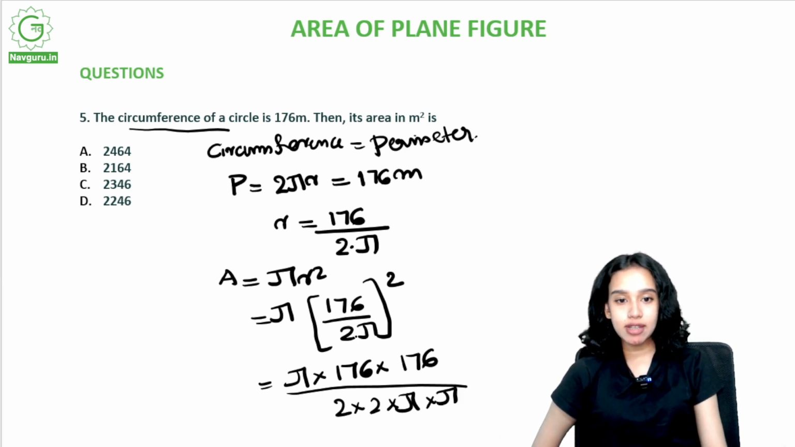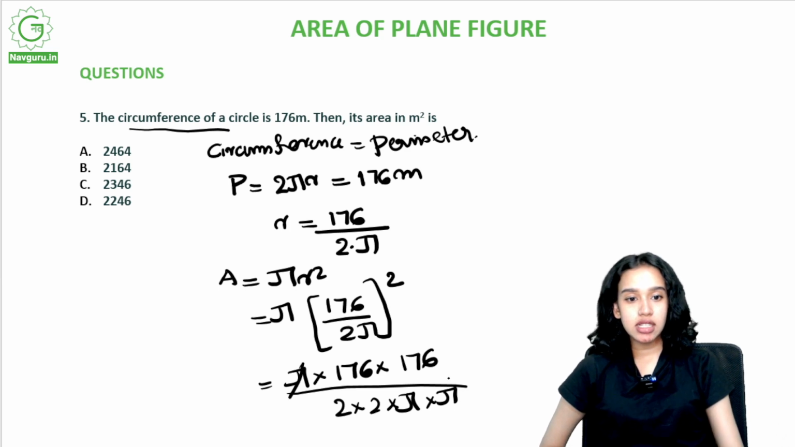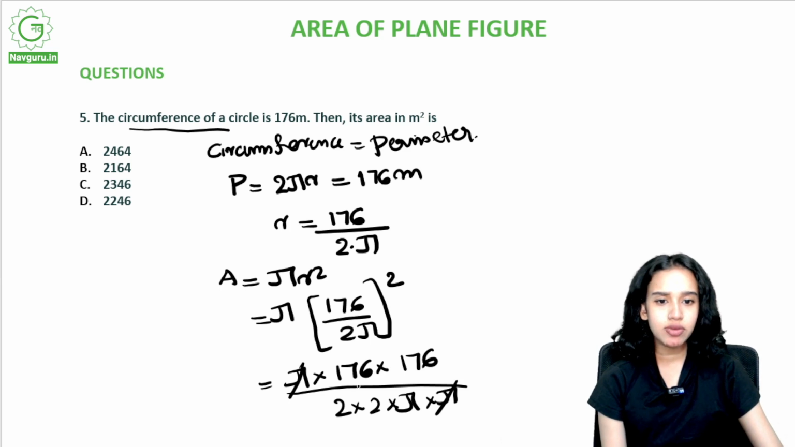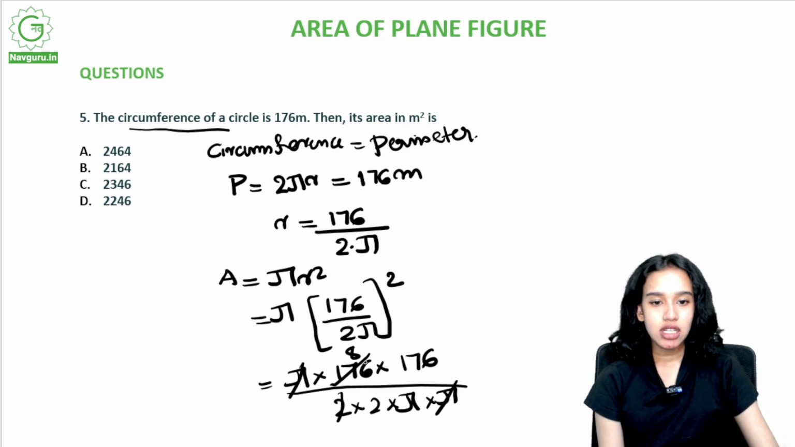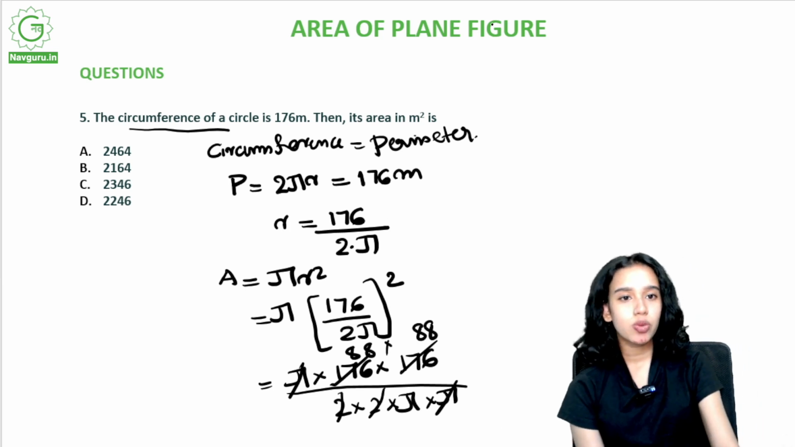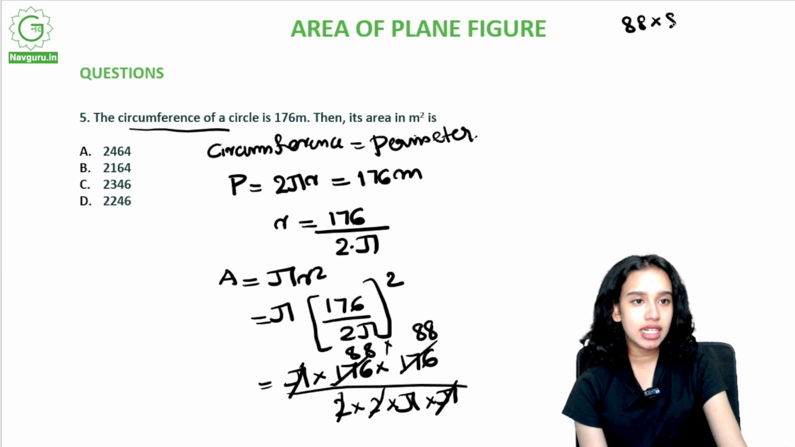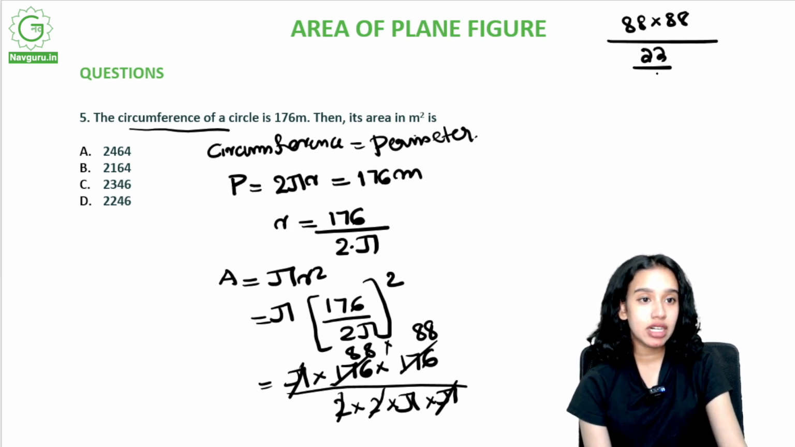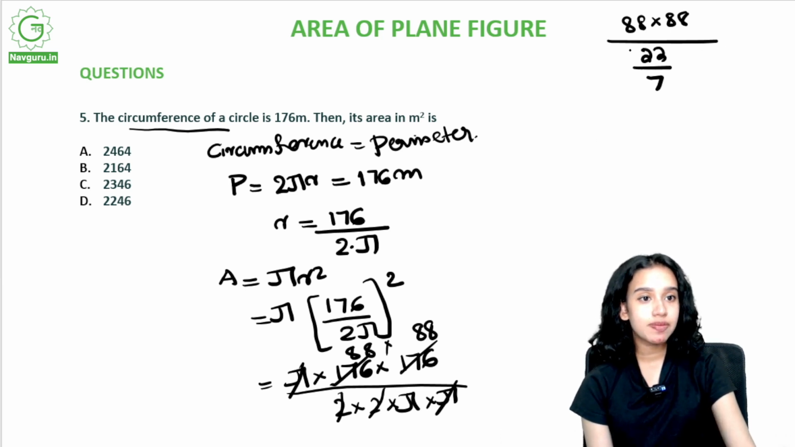We have 4 pi square in the denominator. So we could cancel this pi and this pi out. And we could cancel out 2 from each of these. So 8 2s are 16, 8 2s are 16. So we have 88 into 88 divided by pi, and pi could be written as 22 by 7. So we could write this as 88 into 88 into 7 by 22.